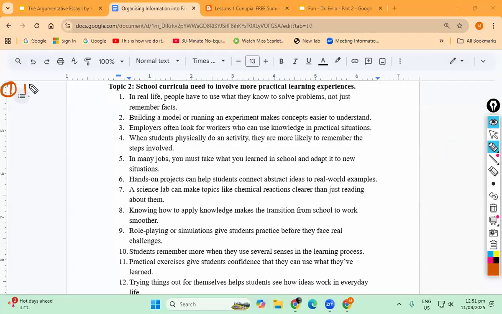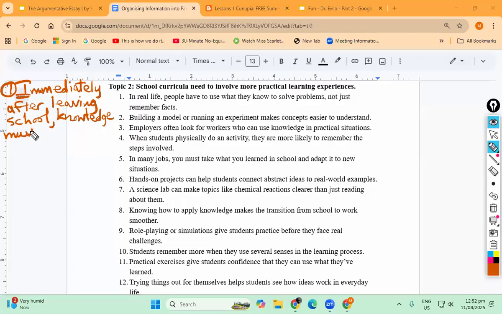once they leave school, immediately after they leave school, they have to apply everything in a practical sense, right? So it's not like there's some kind of transition where for a little while you're learning about practical things. No, once you leave school, everything is practical. In real life settings, right? That's one reason.